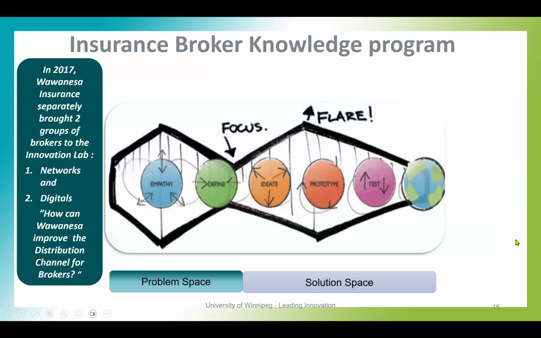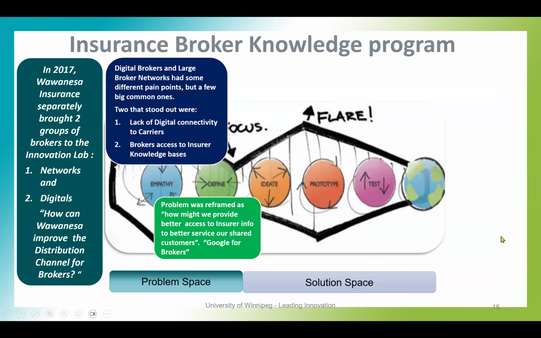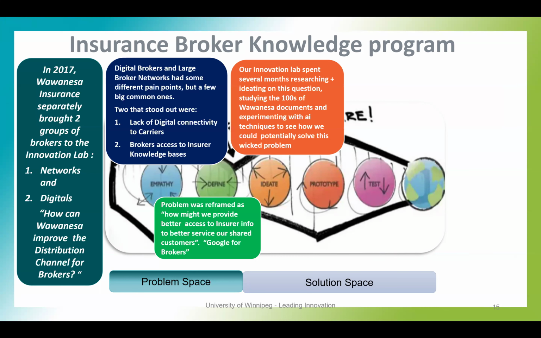So what happened was we then reframed the problem based on our meetings with these brokers as, how might we provide better access to insurer information to better service our shared customers? And we called it Google for Brokers.